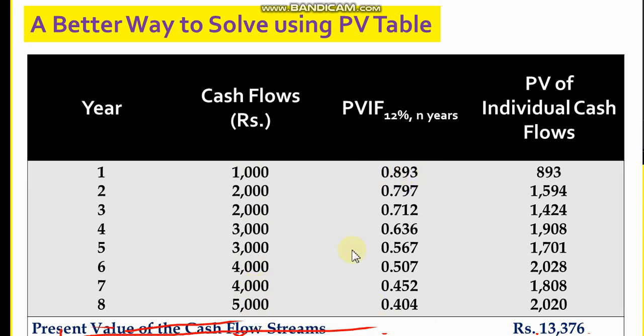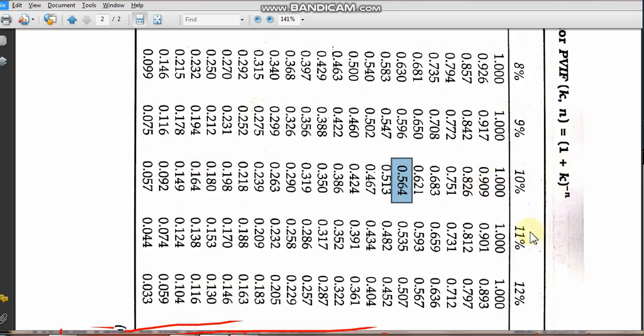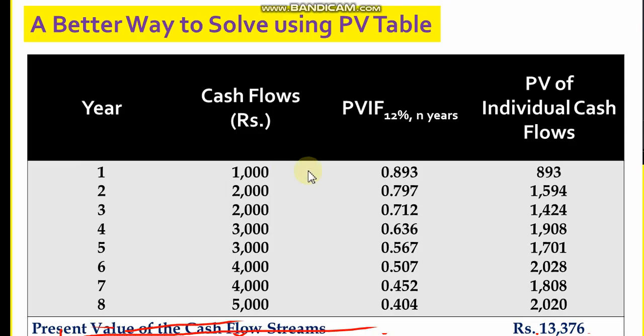And this PVIF factor, instead of going for calculation, I'm just taking it from the table itself. Now let us see. I require 12%. So what is it at the end of year 1? At the end of year 1, the present value factor is 0.893. End of year 2, 0.797, then 0.712, 0.636. So it is already calculated.